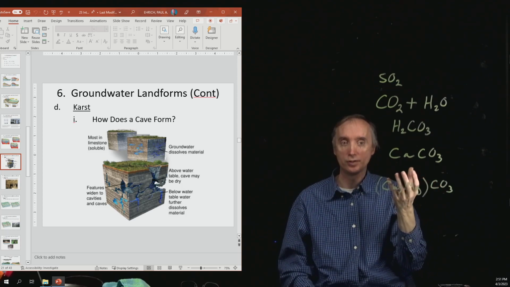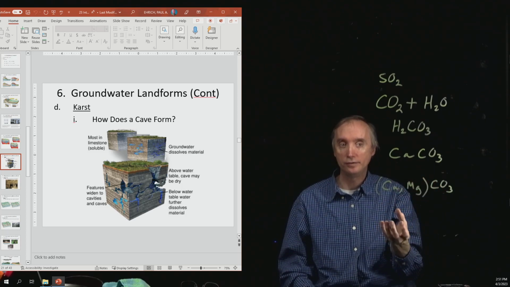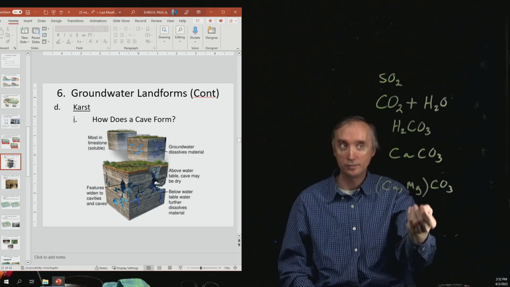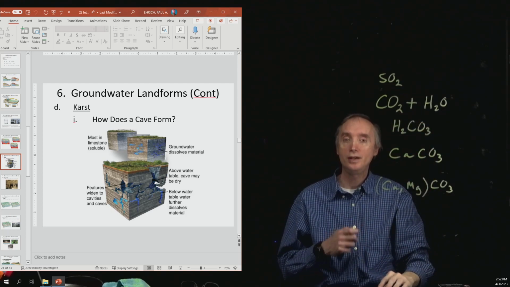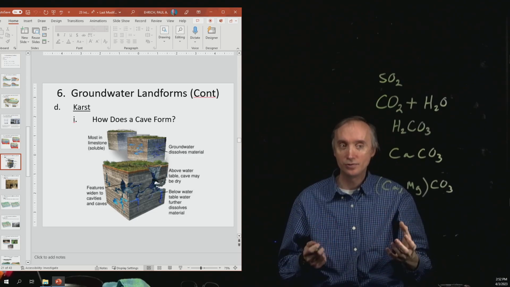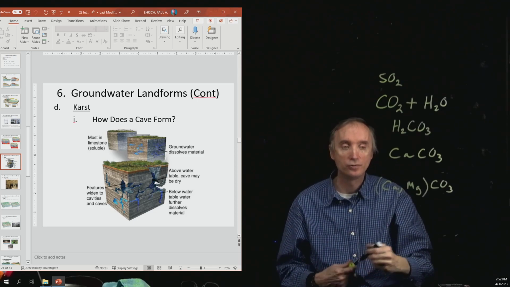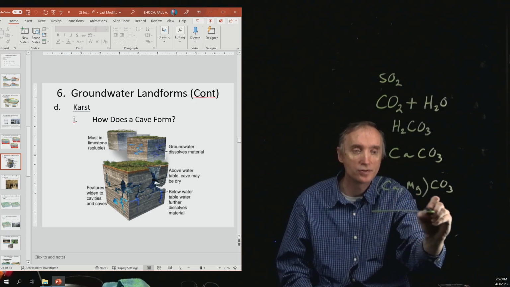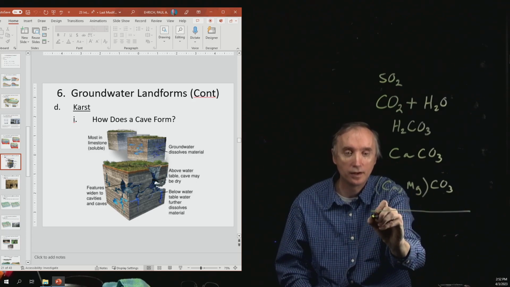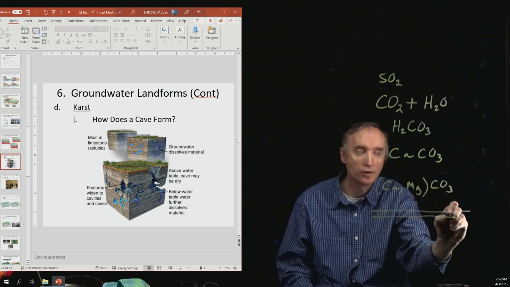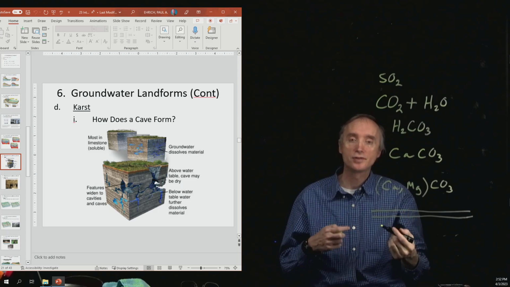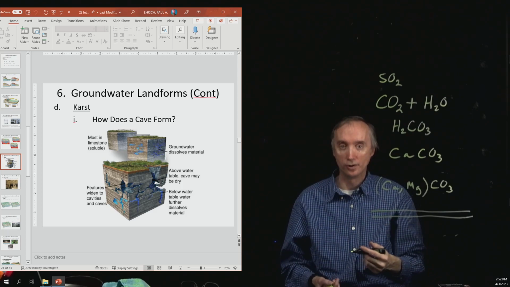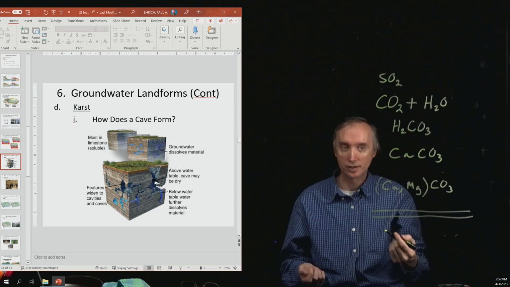So now we've got the material that's going to become the cave. We've got the material that is going to dissolve the cave away, and that's going to be this carbonic acid. And now we need for the water to get into the cave. So normally, here's the surface of the ground, and covering the surface of the ground is going to be some kind of material that doesn't allow water to go through it. We've already talked about clay as an example.